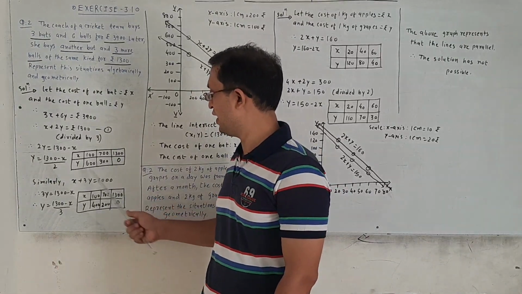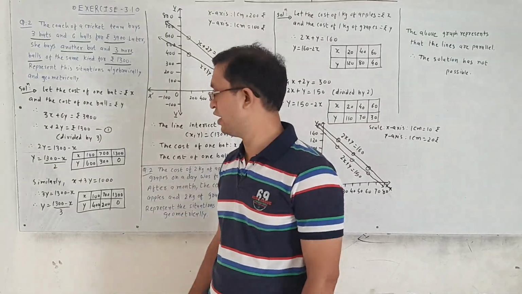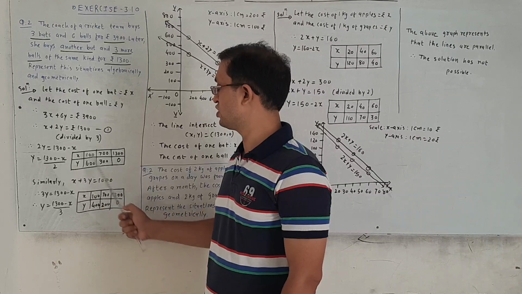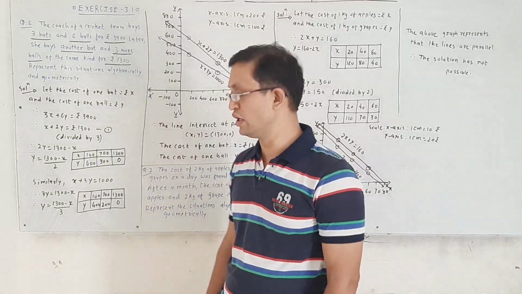So take 700. 1,300 minus 700 divided by 2 is equal to 300. And the next one is x equal to 1,300: 1,300 minus 1,300, y is equal to 0.